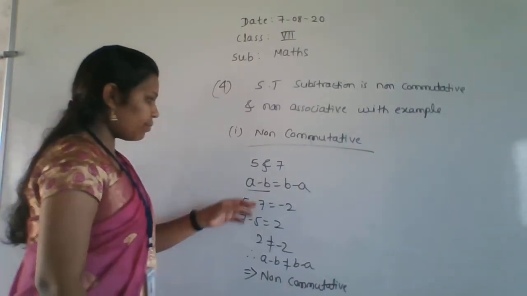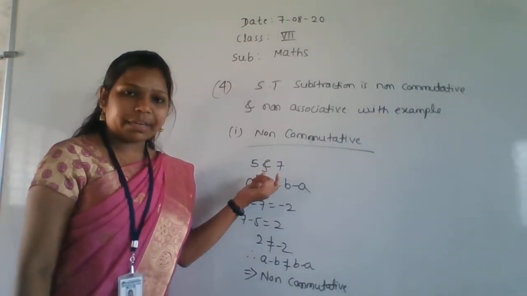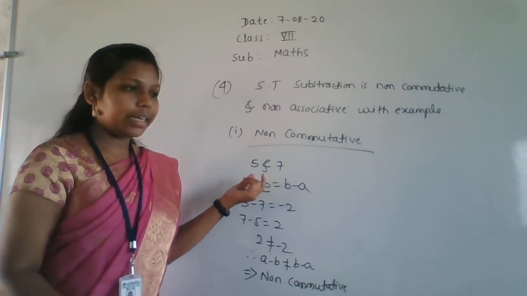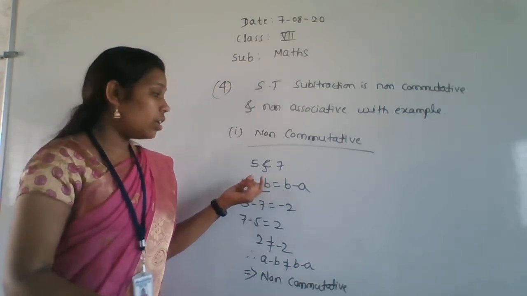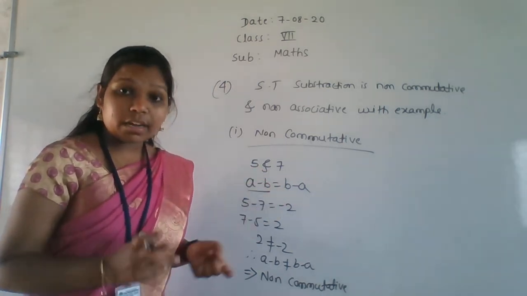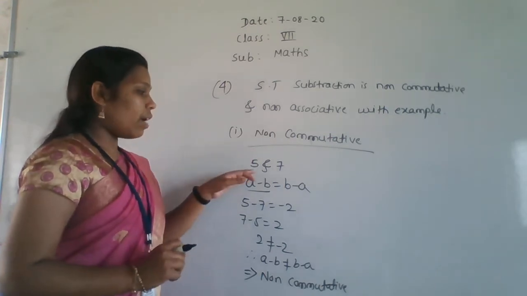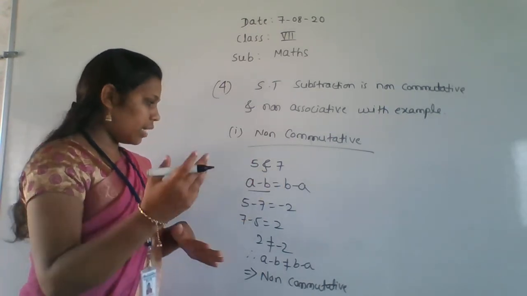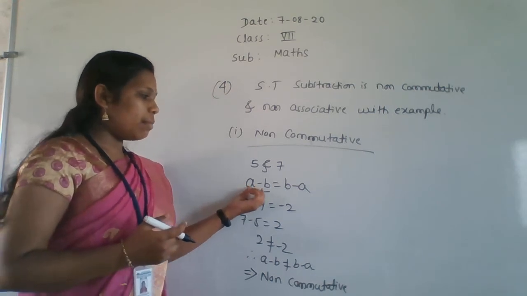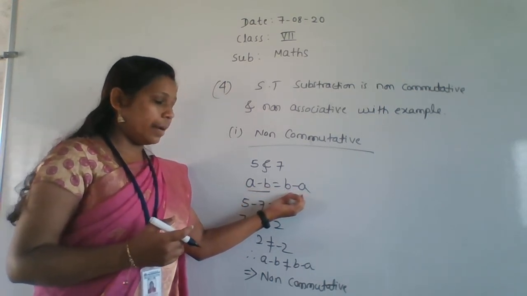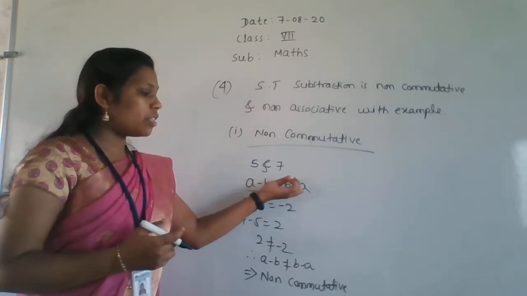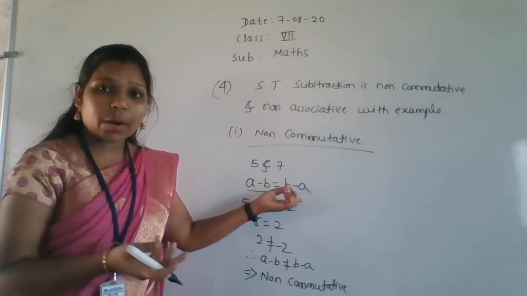Everyone see here. I am taking 5 and 7 as examples. Take any two numbers, and those two numbers must be integers. So 5 and 7 are also integers. Take two numbers such that a minus b is equal to b minus a. If this condition is satisfied, then only we can say that it is commutative.